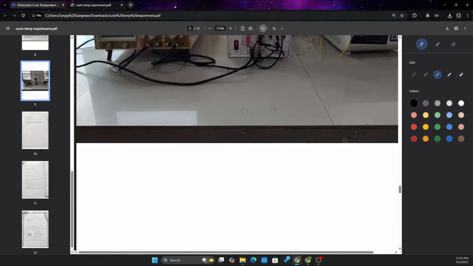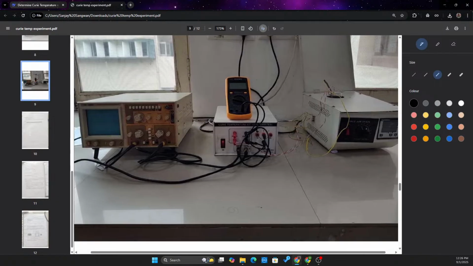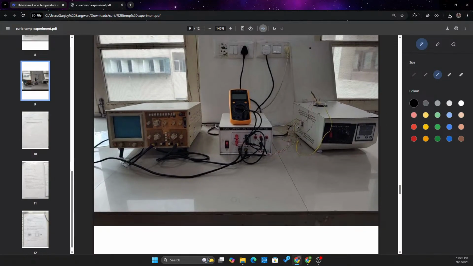Moving further, here is the setup for the experiment which we are going to perform. In this experiment, we have to trace the hysteresis loop until the graph becomes flattened and comes under a single line. This setup consists of ferrite samples, and here we will be measuring the temperature. There are two boxes. We have to measure the upper box, which shows the temperature readings.